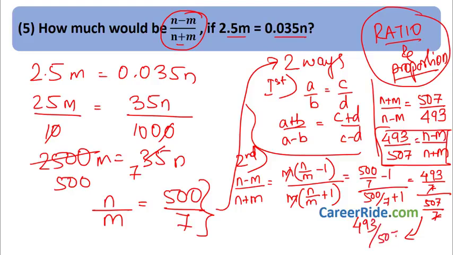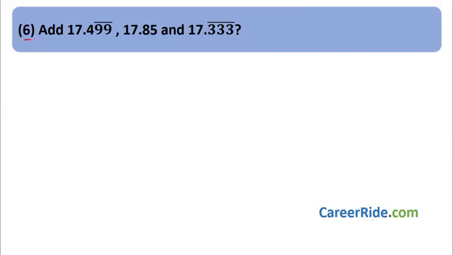I would always prefer the first method whenever you see such a format, n plus m upon n minus m or n minus m upon n plus m. Try to use the ratio and proportion trick. It would be very easy and the calculation would also become extremely easy. Moving to next question. Question number 6.